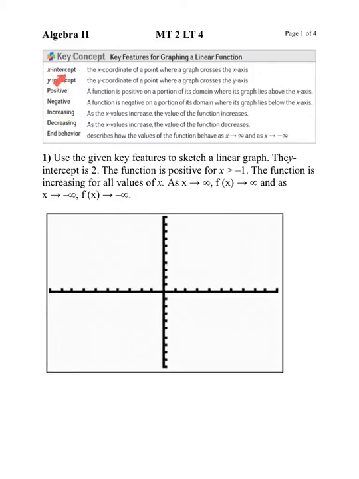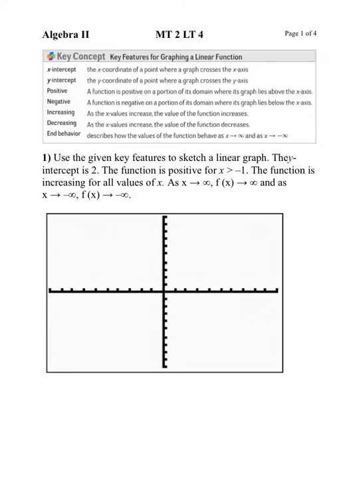Some key features are the x-intercept, where you cross the x-axis, and the y-intercept, where the graph crosses the y-axis. The graph is positive when it's above the x-axis, and negative when it's below the x-axis. When it's increasing, it's growing from left to right. Decreasing, it's falling from left to right. And the end behavior, which we talked about in the last lesson, is how it approaches positive infinity and negative infinity.